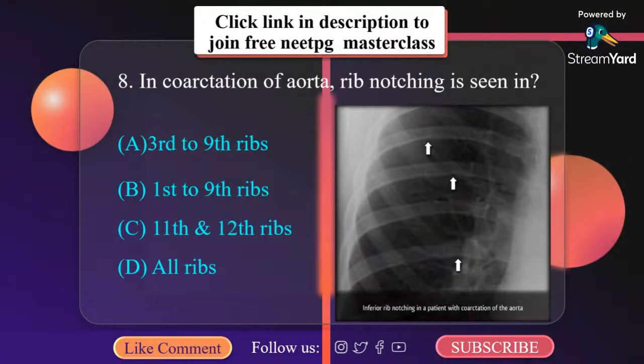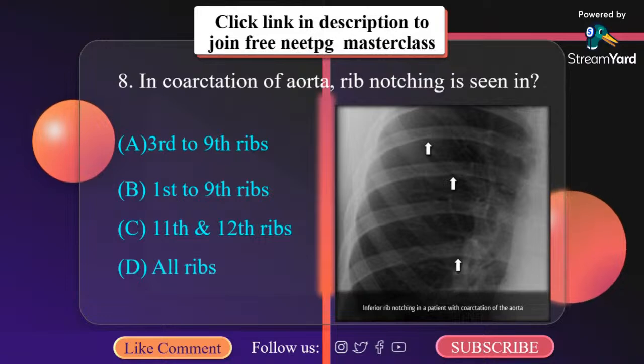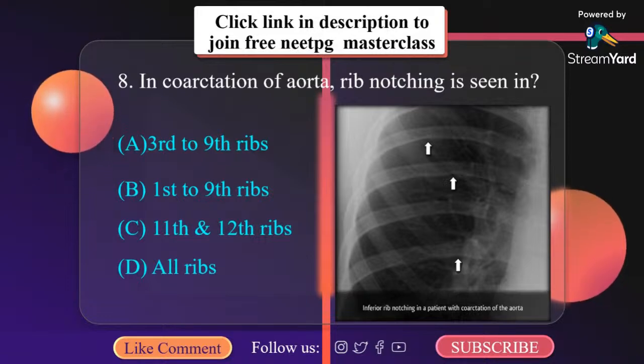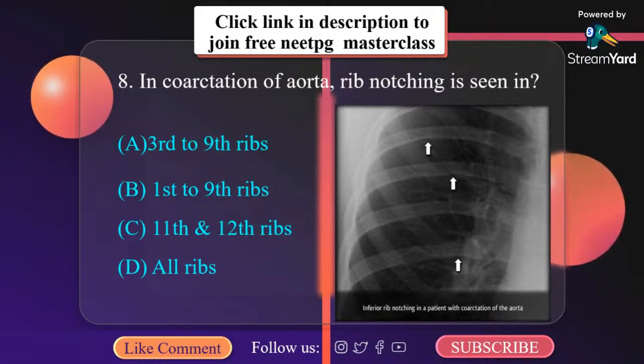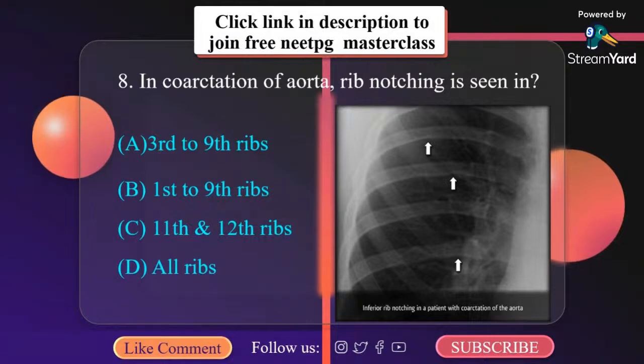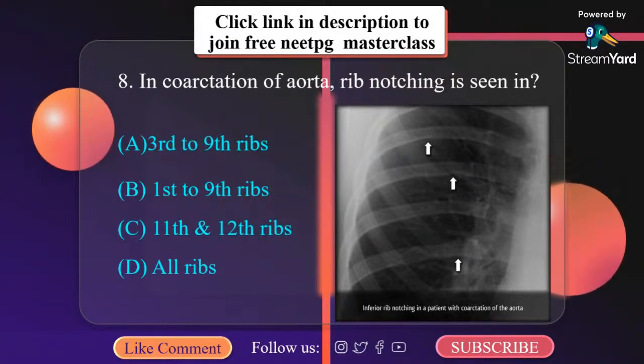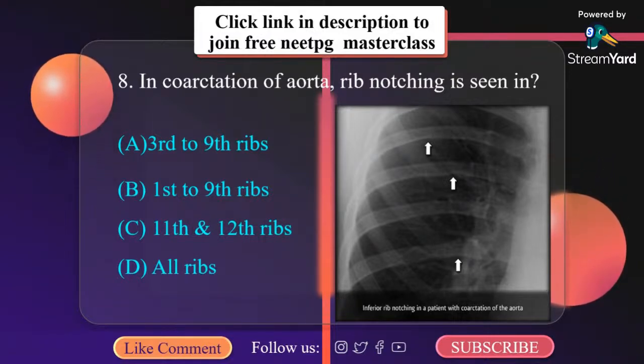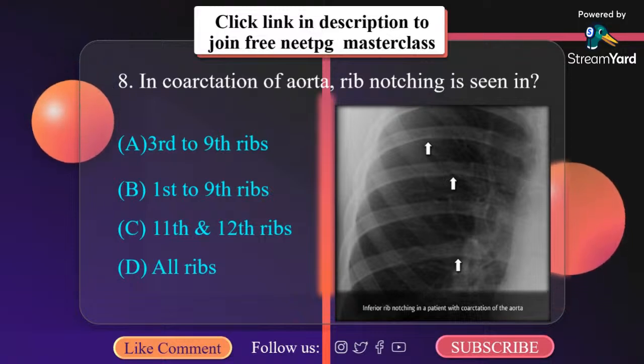In coarctation of aorta, rib notching is seen in A. Third to ninth rib, B. First to ninth rib, C. 11th and 12th rib, D. All ribs. So, what are the radiological findings in coarctation of aorta? Widening of left subclavian artery border is the most common finding.